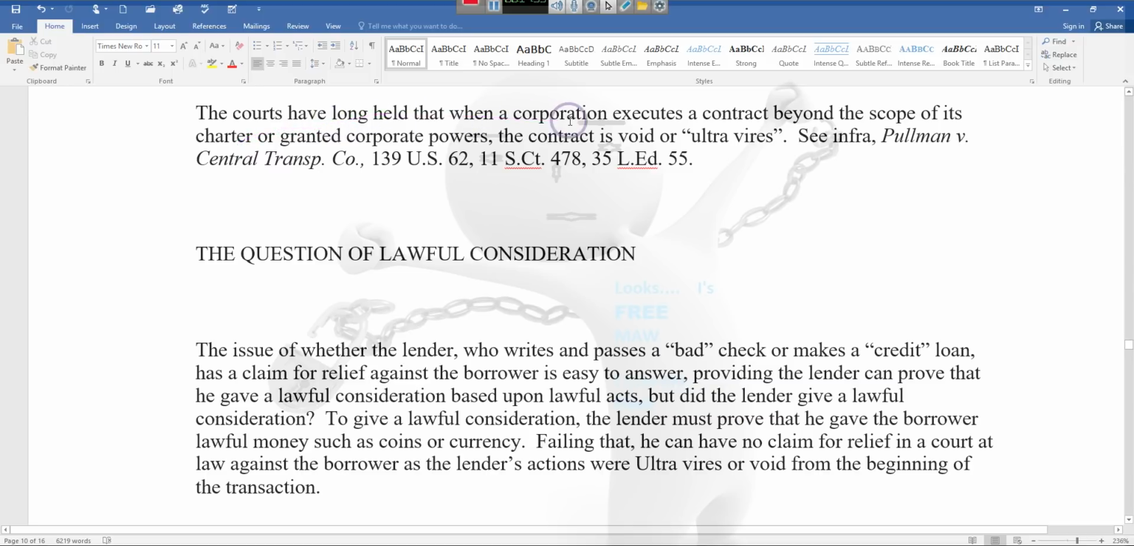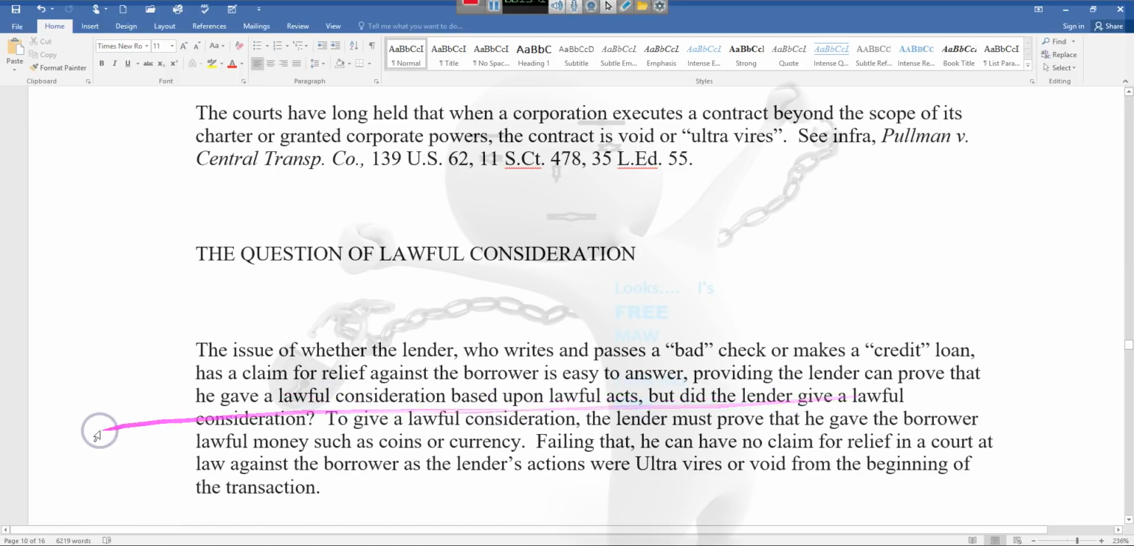The courts have long held that when a corporation executes a contract beyond its scope, charter, and granted corporate power, the contract is void or ultra vires. The issue is whether the lender who writes or phrases a bad check or makes a credit loan has a claim of relief against the borrower. It is easy to answer, providing that the lender can prove that he gave a lawful consideration based upon lawful acts.